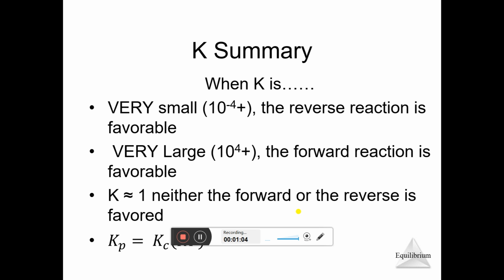And then you have your relationship between the Kp and Kc, where Kp is equal to Kc times RT taken to the delta n power, where n is the difference between the moles of the products and the reactants.